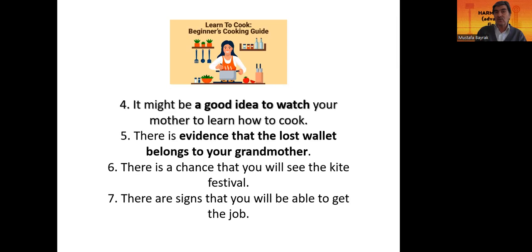There is evidence, for example. You can find evidence, okay? There is evidence. You can find evidence. See the evidence. Okay, imperative sentence one. See the evidence that the lost wallet belongs to your grandmother. There is evidence, or it is evidence. It is a piece of evidence that the lost wallet belongs to your grandmother. We must be flexible. Okay.